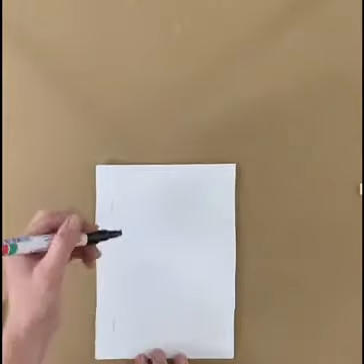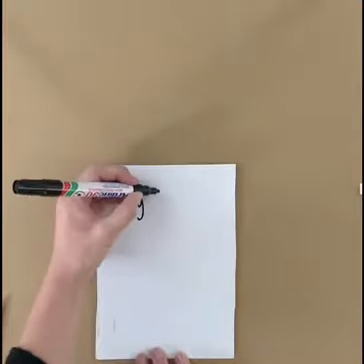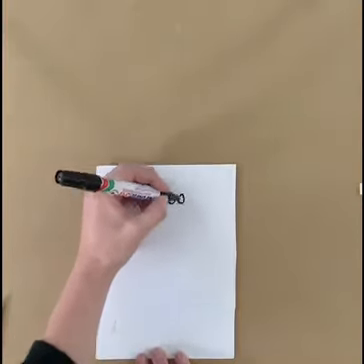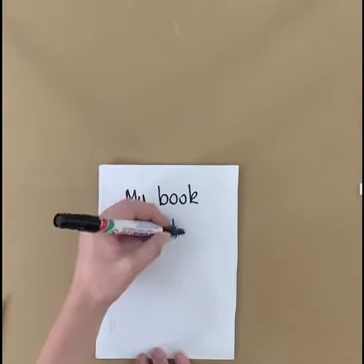On the front, we need to write our title. Our title today is going to be My Book of Things, because we're going to write about different things that we have. Okay? You're going to show me different things around your house. So my book of things.